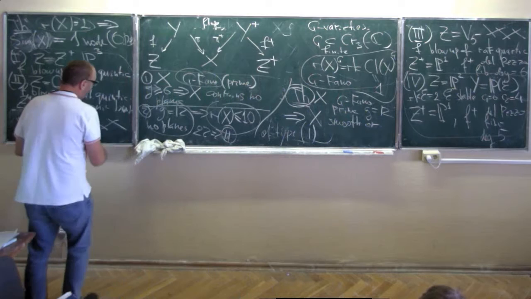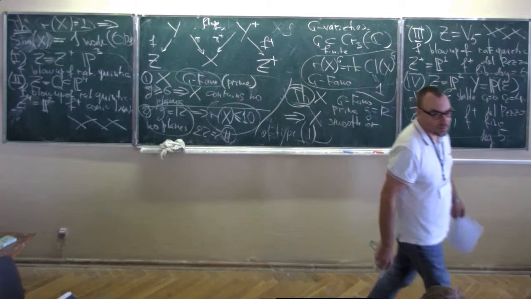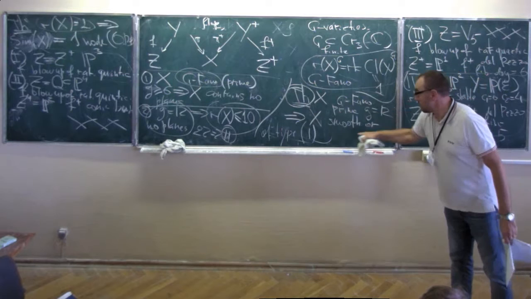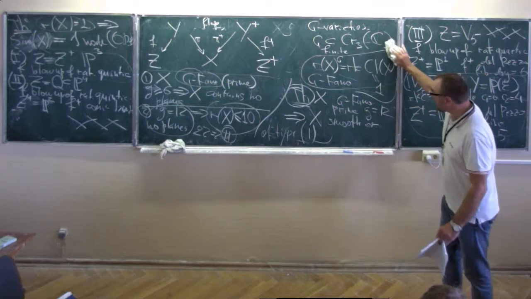Okay. Now I'm going to discuss the first theorem. But what do you expect? That there may be other Fanos of higher ranks? No. The theorem says that in genus 12, there are only two, smooth or of the first type. Only two.